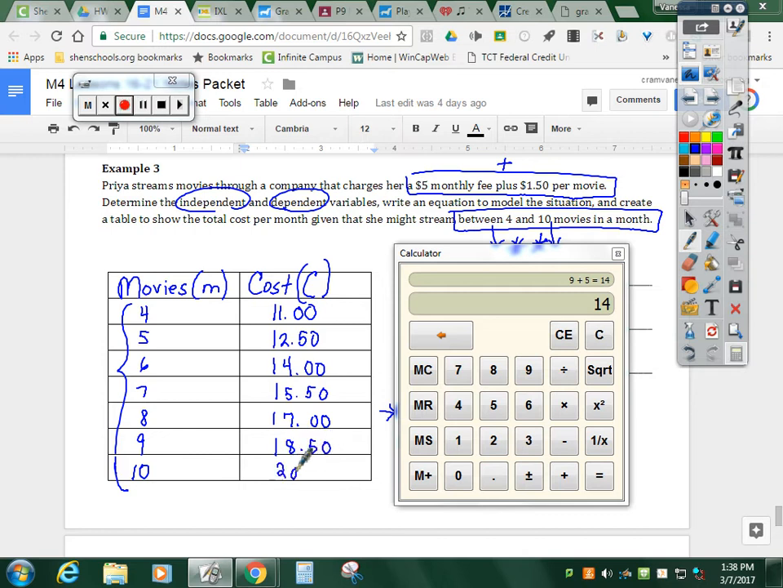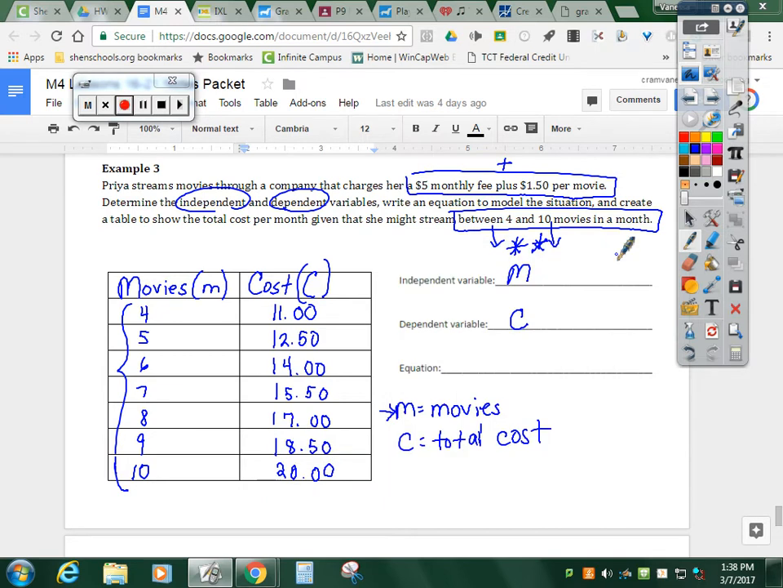And that's our table. Now the most difficult part of this is writing our equations, okay? Because you're doing 2 things to this actually. You are taking your movies, you are timesing them by $1.50, but then you're also adding $5 to get your C cost. So the equation with the coefficient is $1.50 per movie plus our $5 flat rate per month, and that's going to give us our total cost.